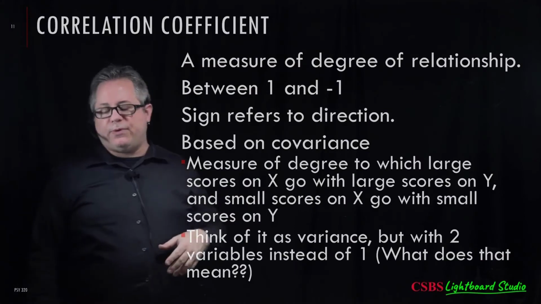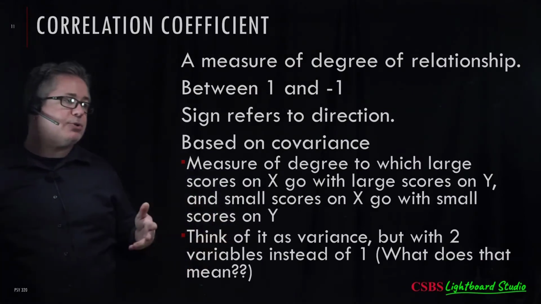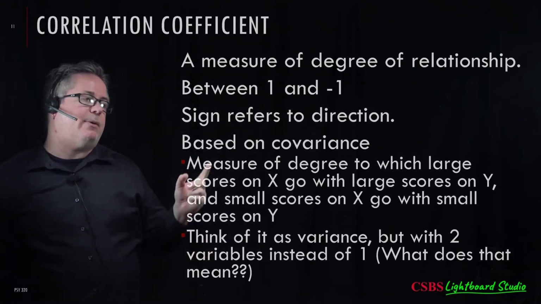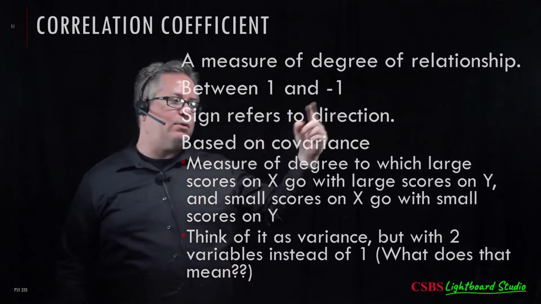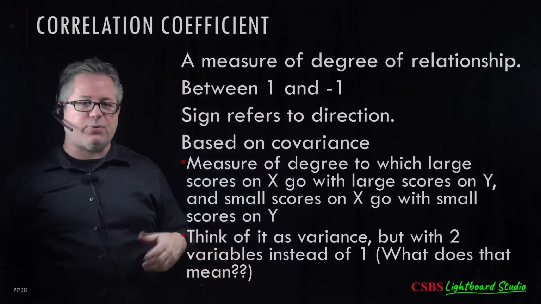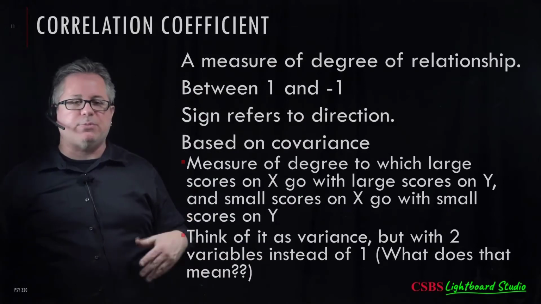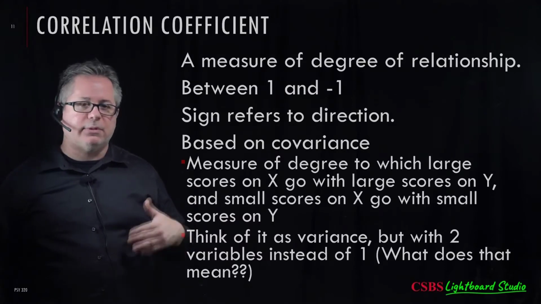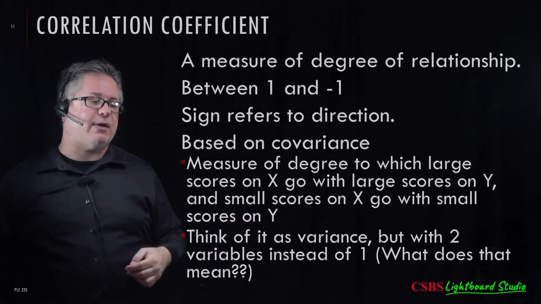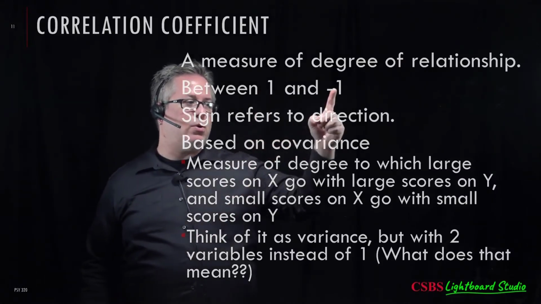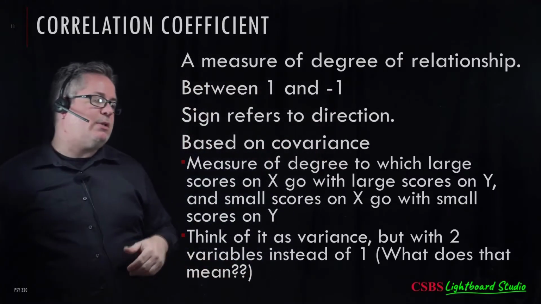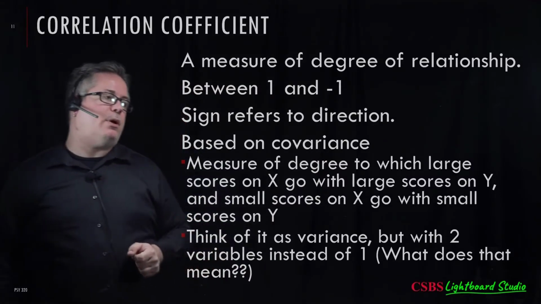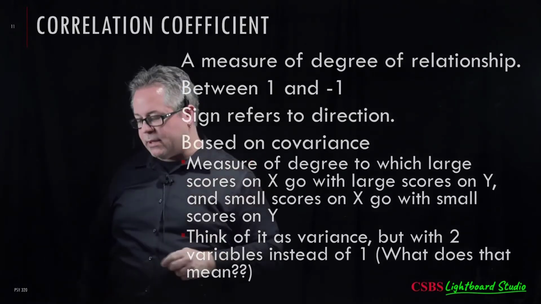So let's talk about the correlation coefficient, which is a measure of the degree of the relationship. It's a way of quantifying how much these variables relate. It falls between 1 and negative 1, which is, again, another good test question. If you compute the correlation between X and Y and you get 1.3, what happened? The answer is you made a mistake. You can't actually have a correlation that is larger than 1 or lower than negative 1. The sign refers to the direction. The number refers to the degree of relationship. It's based on something called a covariance, which we're going to talk about in just a second.